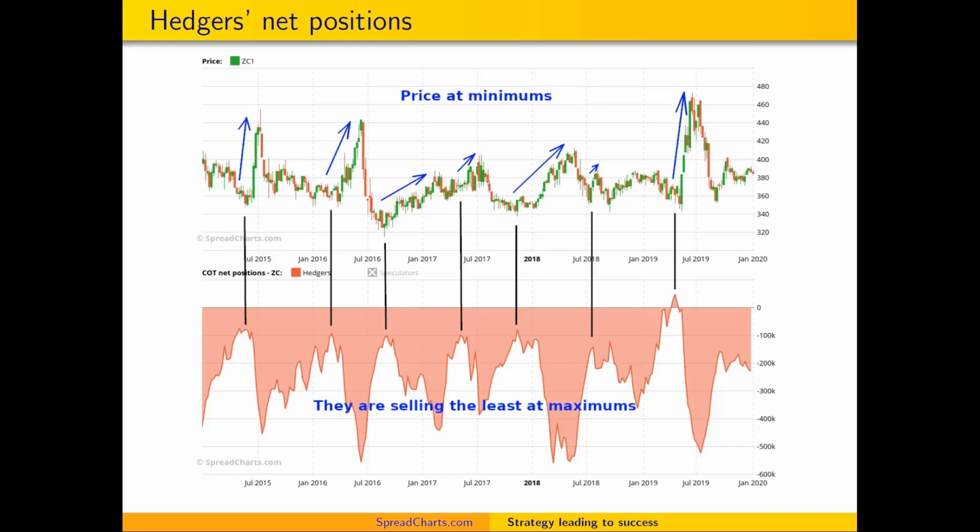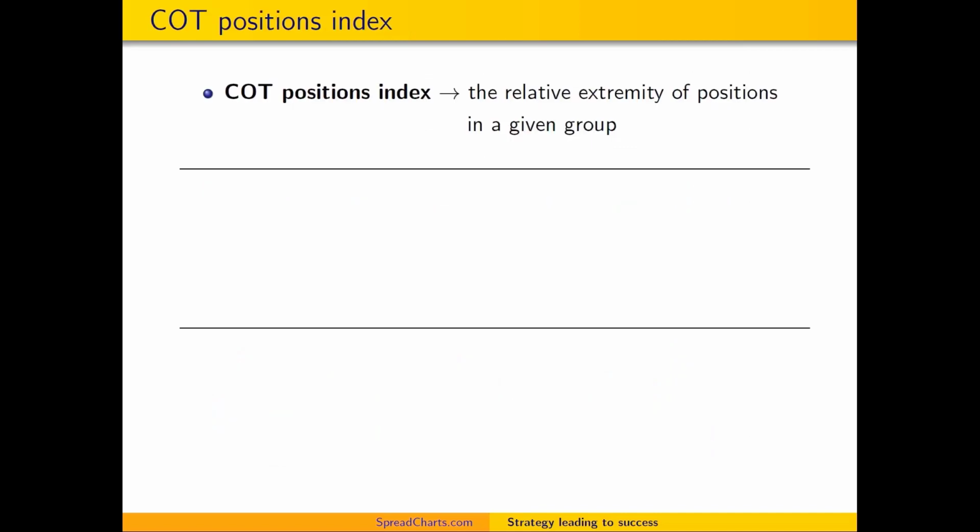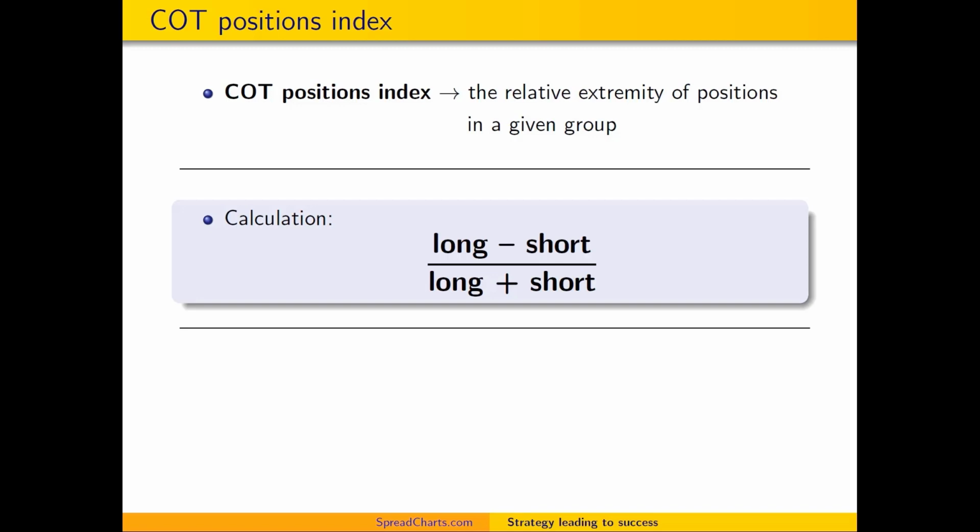Most of the time, net positions are fine. The simplicity is their indisputable advantage, but we will show you one more data product that might be better in some situations. It is called the COT Positions Index. Its formula is only slightly more complicated than net positions. It is calculated by taking net positions and dividing them by the sum of both long and short positions in a given group of market participants. As the formula suggests, it shows how far the market is from the balance on a relative basis.